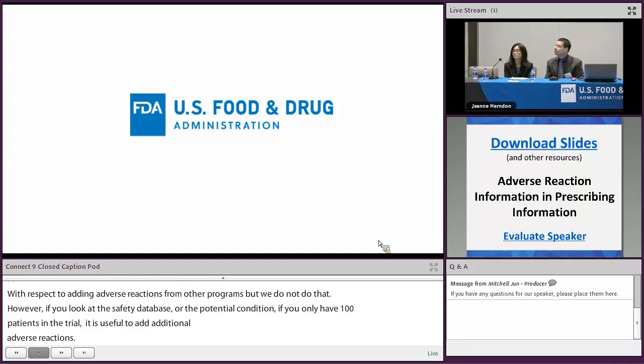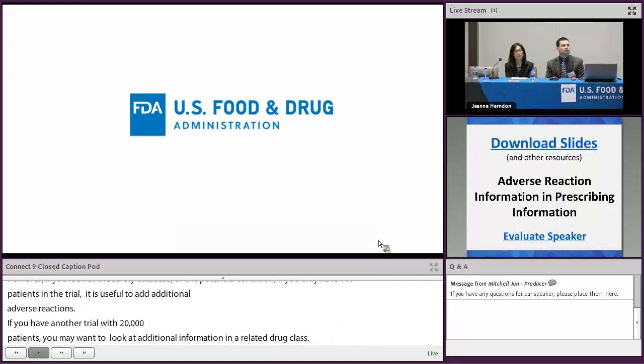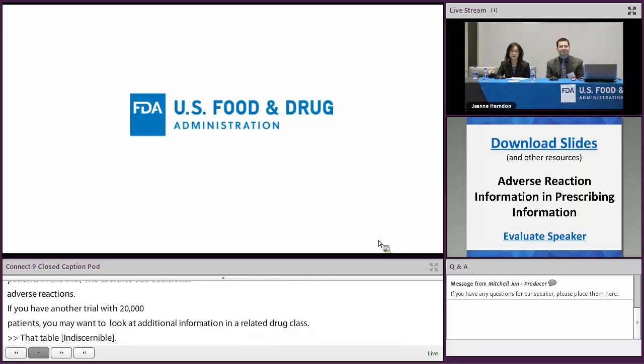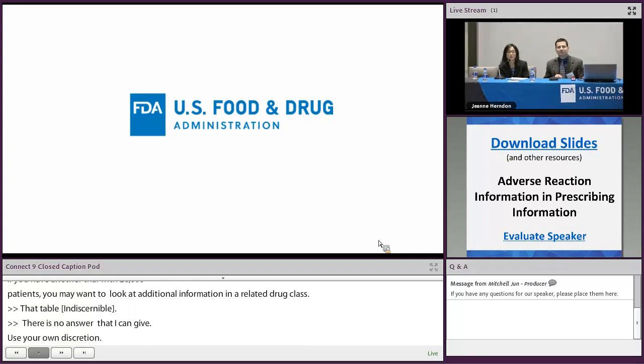All right, let's go ahead and work in an online question, please. The adverse reactions table, is there a preference for the table layout? Should the comparator be in the first column or the last column? There's no answer that I can give for that. That's a good thing though, because it means that you can use your own discretion. That's a good question. It's your own personal preference; there's no regulation or guidance recommendation that addresses that.